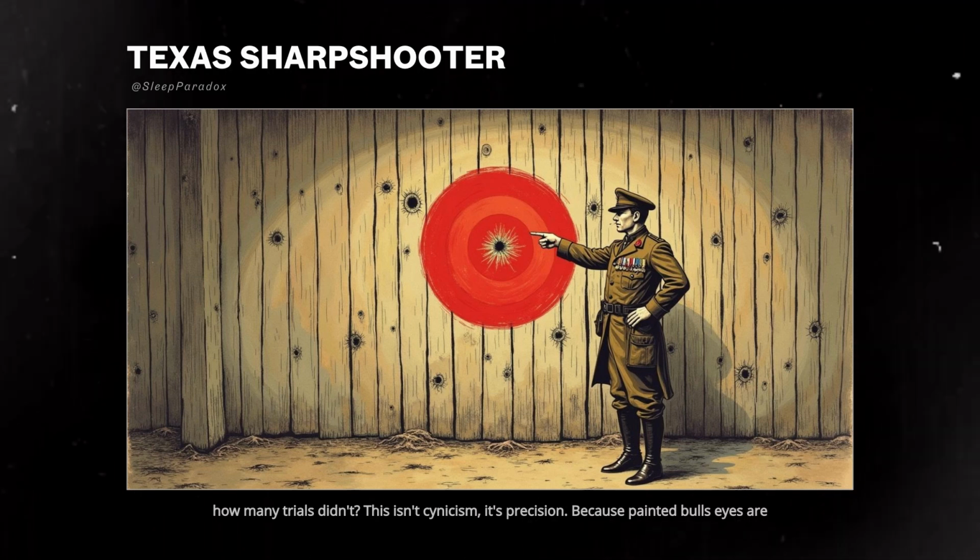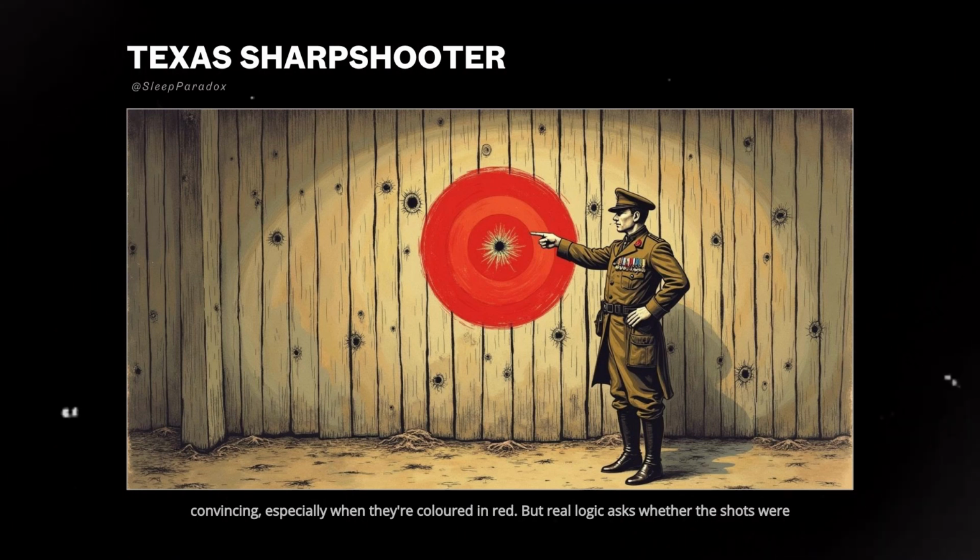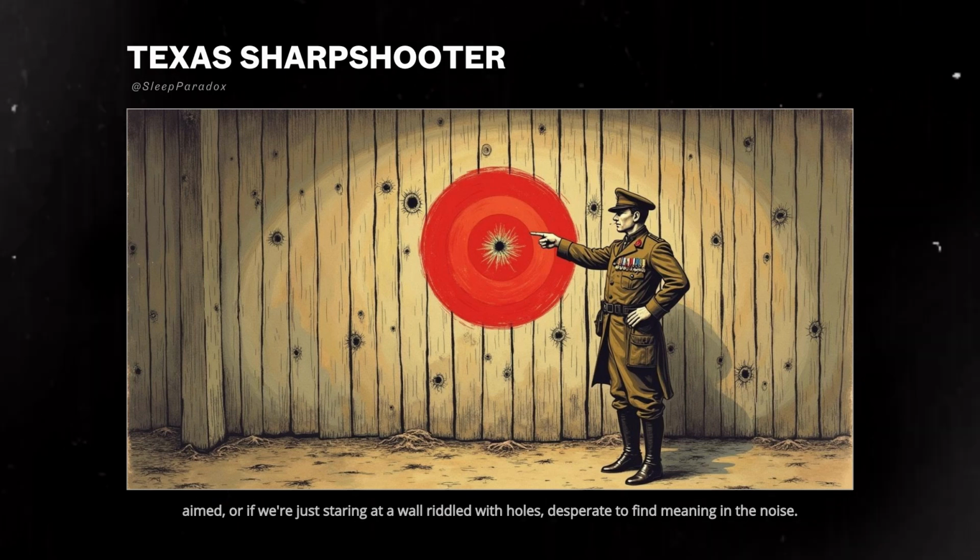Because painted bullseyes are convincing, especially when they're colored in red. But real logic asks whether the shots were aimed, or if we're just staring at a wall riddled with holes, desperate to find meaning in the noise.